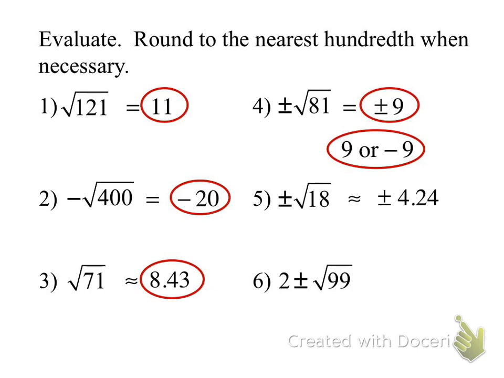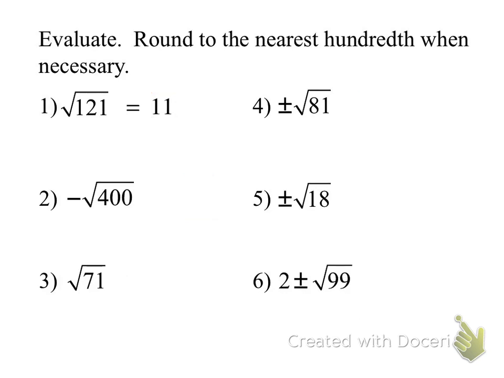Okay. Next one. It says 2 plus or minus the square root of 99. What is the square root of 99 estimated to be? 9.9. Now that's an easy one. Like I would never do the long method. This means 2 plus 9.9 and 2 minus 9 and 9/10. All right, so now let's check.